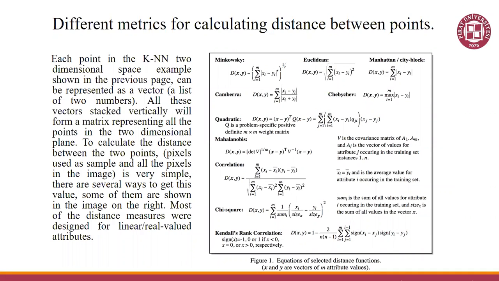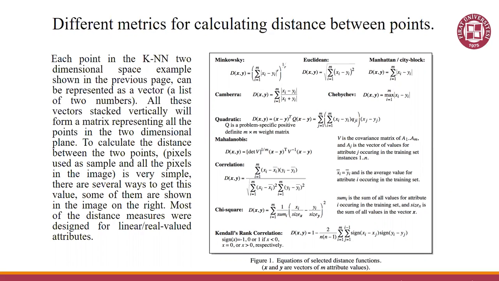The different methods for calculating distance between points. Each point in the KNN two-dimensional space example shown in the previous page can be represented as a vector. A vector is a list of two numbers. All these vectors packed vertically form a matrix representing all the points in the two-dimensional plane.